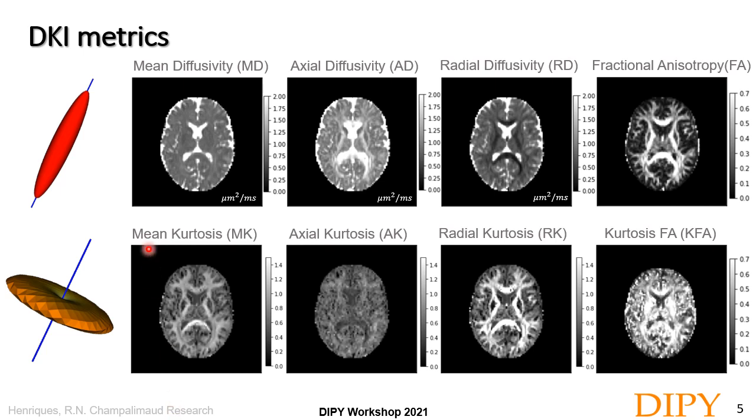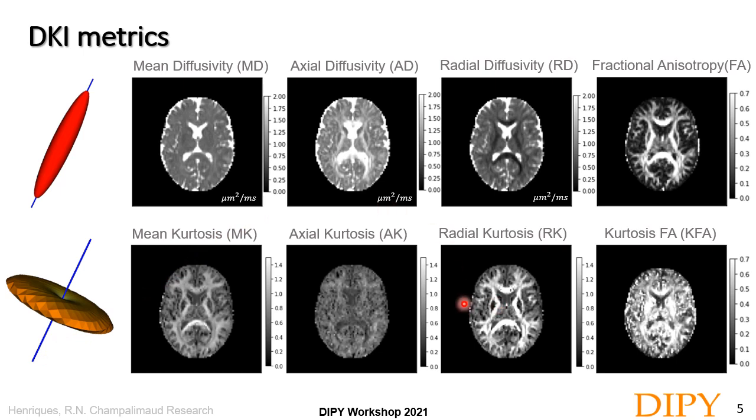Since DKI also quantifies the diffusion tensor, it also provides all the measurements that you can extract from DTI. For example, the mean diffusivity, the axial diffusivity, the radial diffusivity, and the fractional anisotropy. However, DKI also provides the kurtosis statistics. These are analogous to the ones that you extract from the diffusion tensor. For example, the mean kurtosis, the average kurtosis over all directions, the axial kurtosis, that is the kurtosis along the well-aligned structures, and the radial kurtosis.